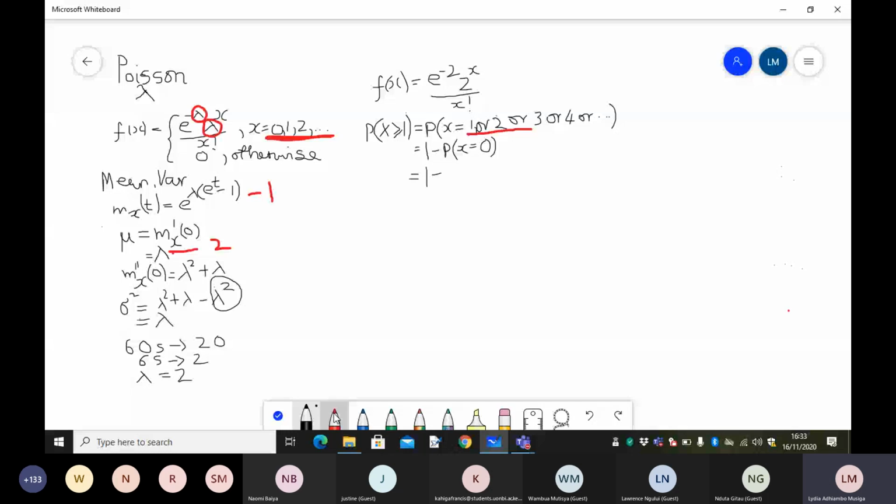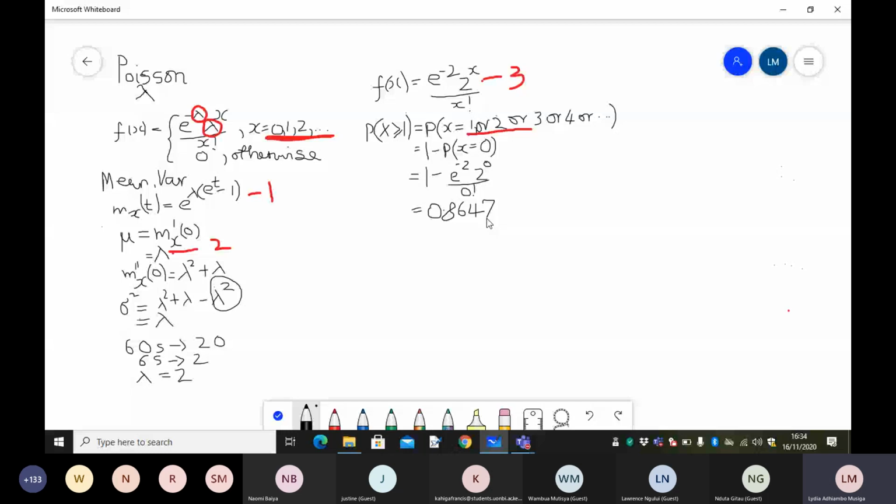So I'm substituting for x in equation number 3. We shall have e raised to minus 2, 2 raised to 0 over 0 factorial. Of course, we know that 0 factorial is equal to 1. So if we perform 1 minus e raised to minus 2, we find that the probability will be 0.86647. That is the probability that at least one or more will pass through that point.